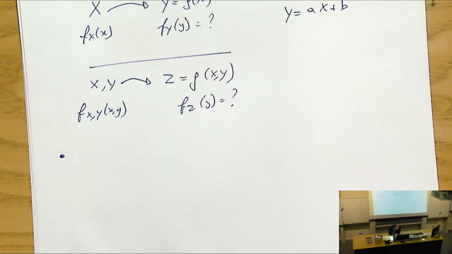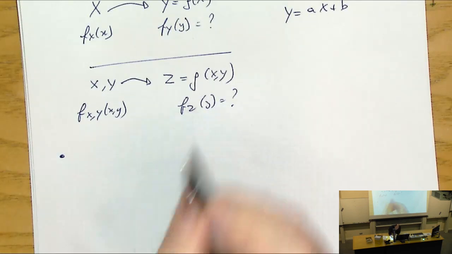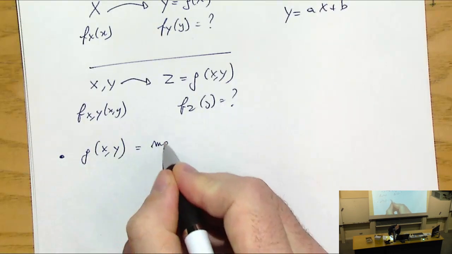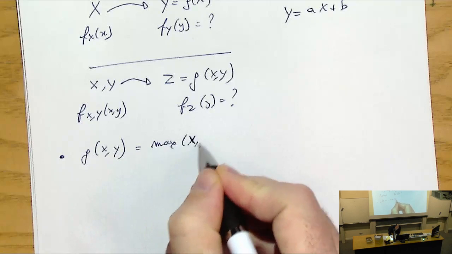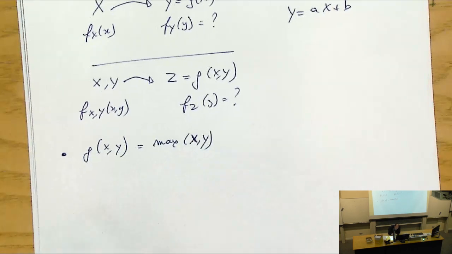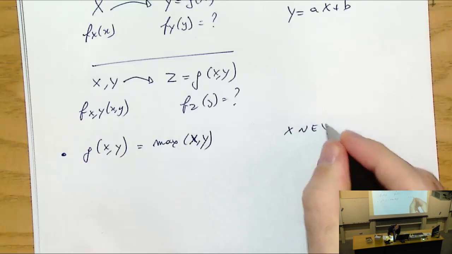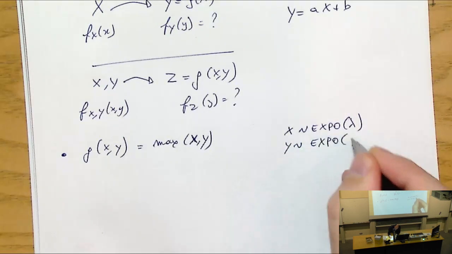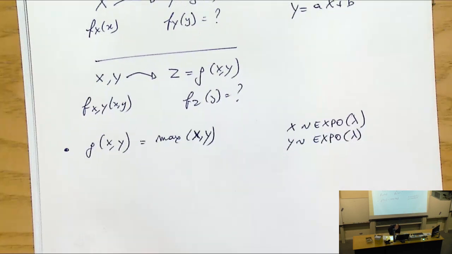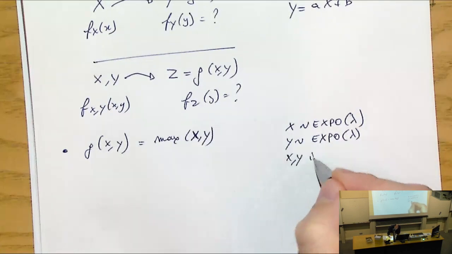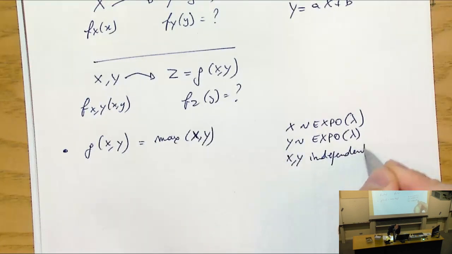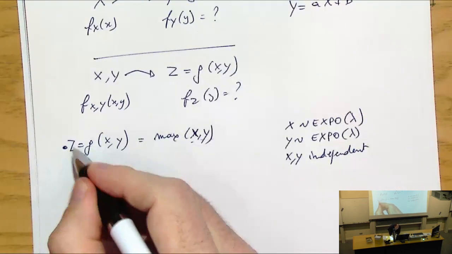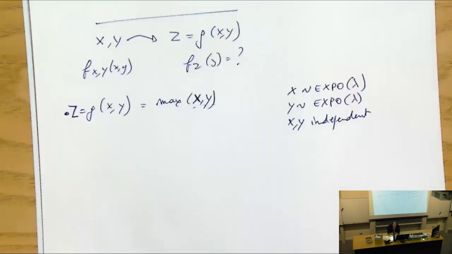So the first one that we can look at is, let's imagine that our function g is the maximum of x and y. And let's imagine that x is exponentially distributed with parameter lambda, and y is also exponentially distributed with parameter lambda. And on top of this, we're saying that x and y are independent. Right, so I have two random variables, but now I'm looking at a new random variable z, and I'm interested in what the PDF of z is. So what can we do?